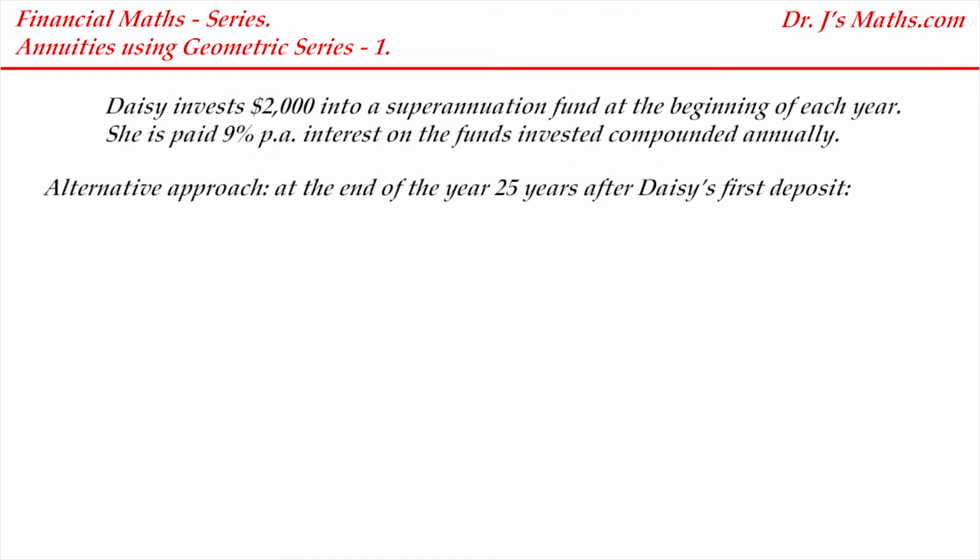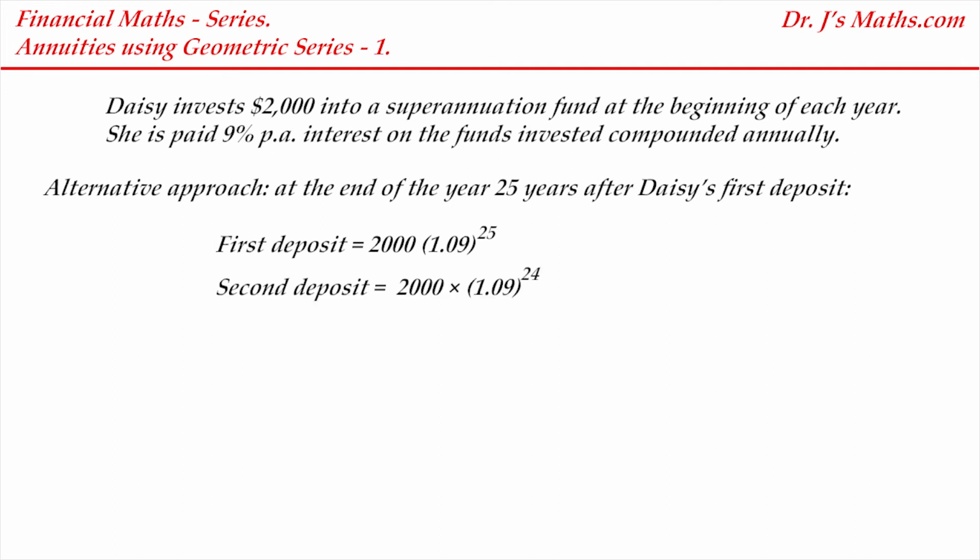An alternative approach to solving the problem stems from the first question that we asked about what was Daisy's initial investment worth at the end of 25 years. Well, the first deposit was, as we said before, $2,000 times 1.09 to the 25th. Now we move on to her second deposit, and that's 2,000 times 1.09 to the 24th. And the third deposit is the same to the 23rd, and so forth. So the 25th deposit, the last one, which she put in at the beginning of the year, so it's had 1 year of interest, is $2,000 times 1.09.